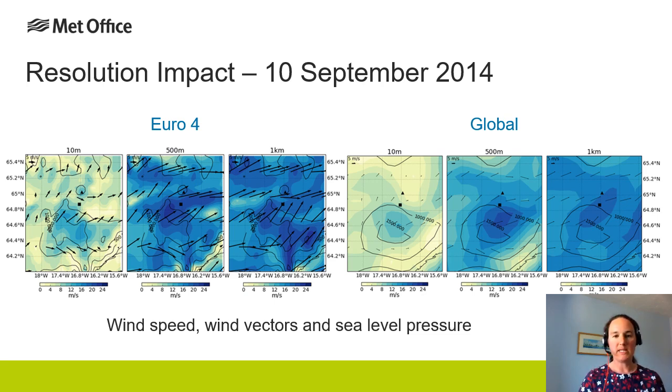So we can immediately see that the wind patterns and the sea level pressure patterns are much more complex in the Euro 4 because of the complexity of the topography. Whereas in the global model, we can see some smooth sea level pressure contours and some smoothed out wind speed and wind direction contours. What you'll also notice is that the high points, the kind of peak values of the wind speed, which are present in the Euro 4, aren't present in the global model because it's been smoothed out over a larger area.